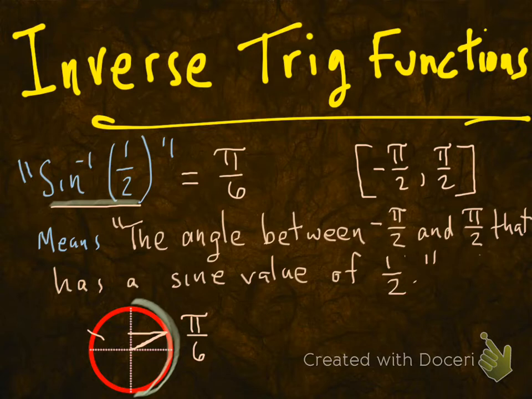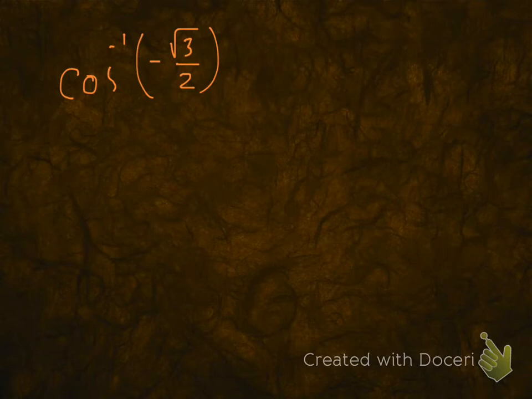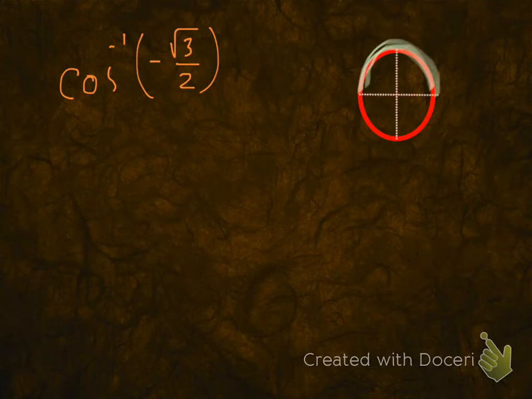Let's take a look at another example to get this idea in our heads a little better. Here's another expression, cosine inverse of negative root 3 over 2. If you remember, the range of the inverse cosine function is between 0 and pi. So in this case, we are looking for an angle between 0 and pi that has a cosine of negative root 3 over 2. If I sketch in my unit circle values there, it's not quite a circle, but you get the idea.